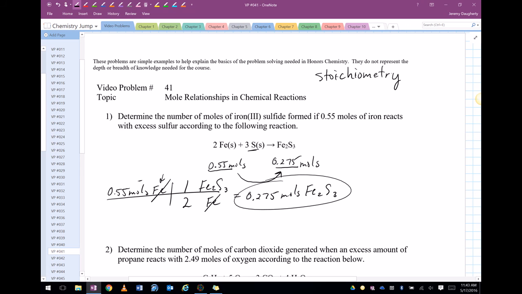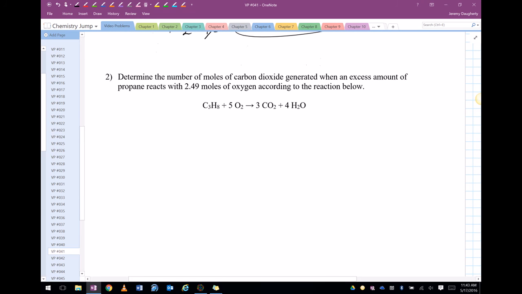All right, let's look at another one. Determine the number of moles of carbon dioxide. So I'm looking for moles of carbon dioxide generated when an excess amount of propane, so plenty of propane, reacts with 2.49 moles of oxygen. So I've got 2.49 moles of oxygen. So I'm just going to go moles to moles, right? 2.49 moles of oxygen.